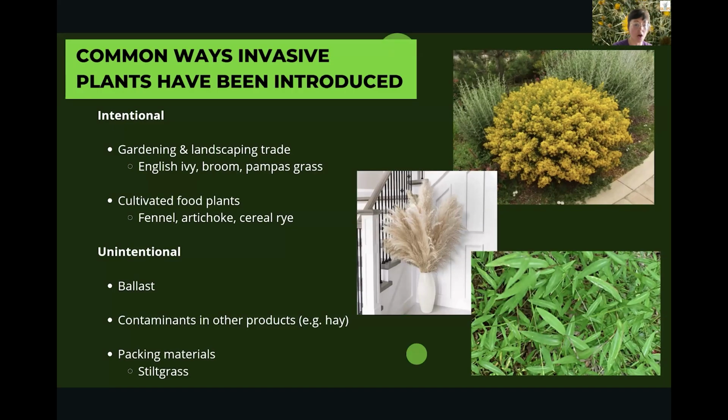The ship would get to the next port, all that soil and rock would be unloaded to make space for cargo. And that soil and rock would have all kinds of seeds and weed propagules in it and soil pathogens that would get spread to the next port. Another unintentional way these things have been spread are through contaminants in other products like hay and gravel and filler rock, and also things like packing materials. Stilt grass is a problem in lots of different areas, not necessarily in California, but definitely parts of Europe because of the porcelain trade that was happening from China to Europe in, I believe, like the 1700s. So still a problem today.